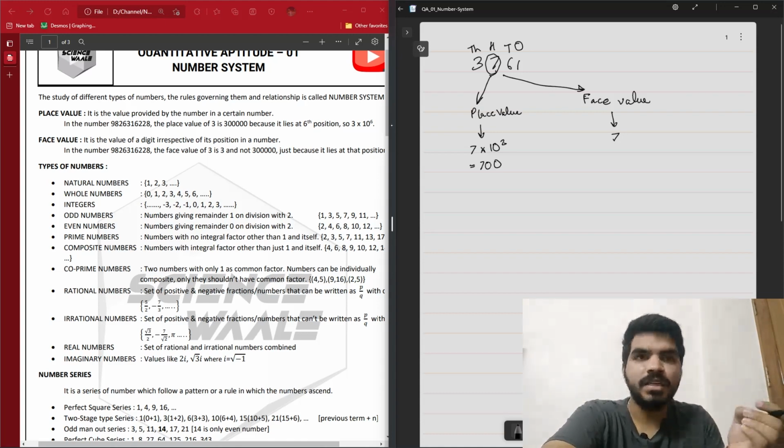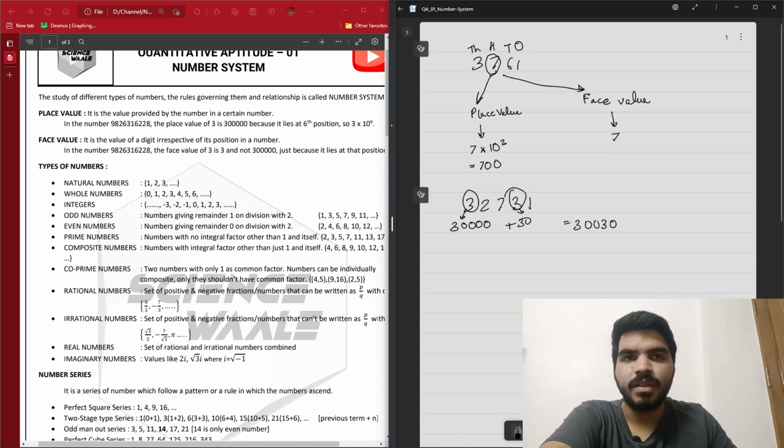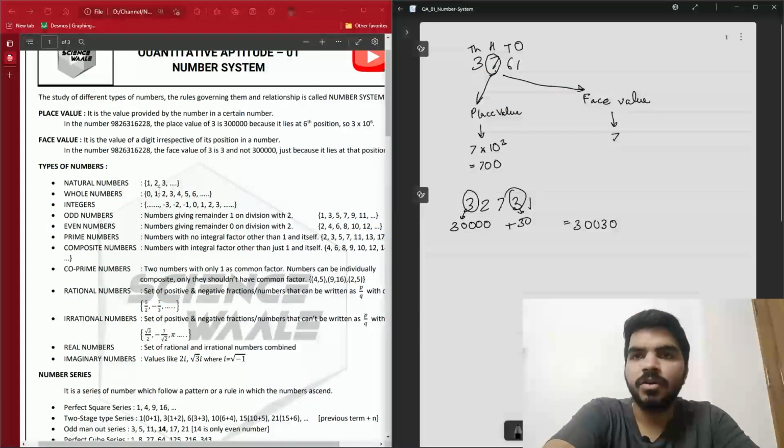It doesn't mean like you will come and say 32731. Now I'll say the place value of 3. You will come with 3 from this one. This will be 30,000, and this value is providing 30. We will add them. So 3 is providing 30,030. This is not how it works. It's like for each 3 there will be a place value. Okay. This is done. Now types of numbers.